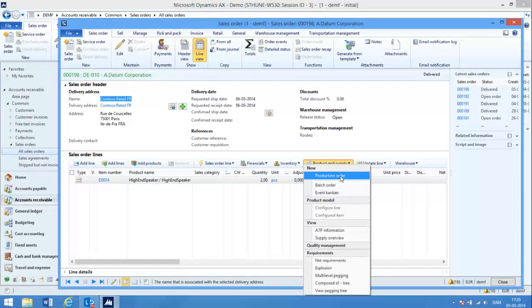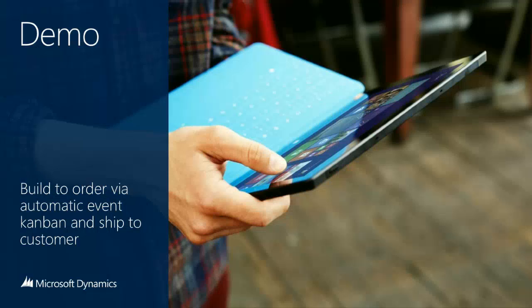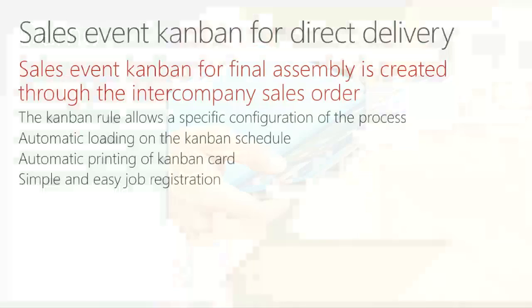Okay, so this is basically the build-to-order functionality. As we just said, it's similar on production orders. The Kanban support is slightly more automatic than production orders. So the sales event Kanban for final assembly is created through the intercompany sales order right away. When you press that button, it's actually creating the Kanban. It's automatically planning the Kanban, so production could start right away and say, okay, this is what we need to do. It's automatically loaded on the schedule.